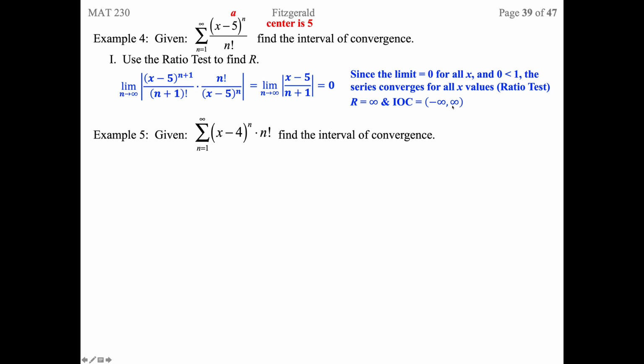Now, notice we don't have to go check our endpoints because we can't physically touch negative infinity or positive infinity. So we're done. Example 5.